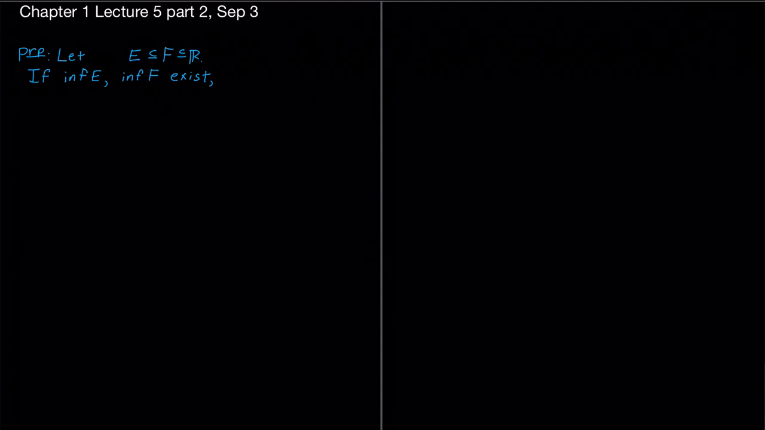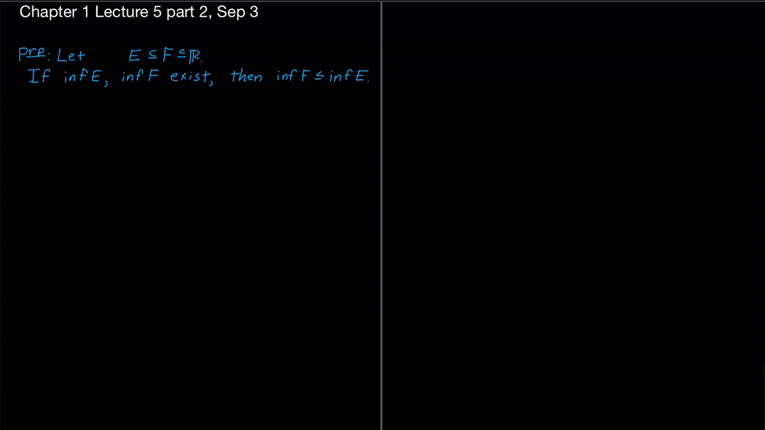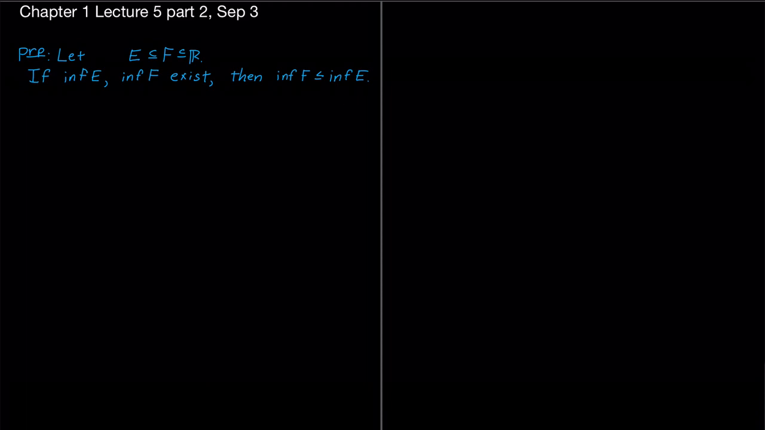if both of these sets have greatest lower bounds, then the infimum of F can't be any bigger than the infimum of E. That is, the infimum of F, remember, is a number that's smaller than every element of F, so it's certainly smaller than every element of E. So the infimum of F is a lower bound for E, so it has to be less than the greatest lower bound.